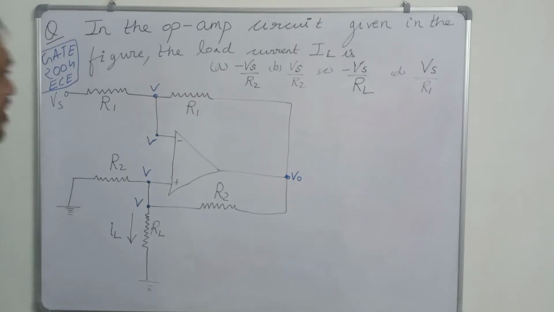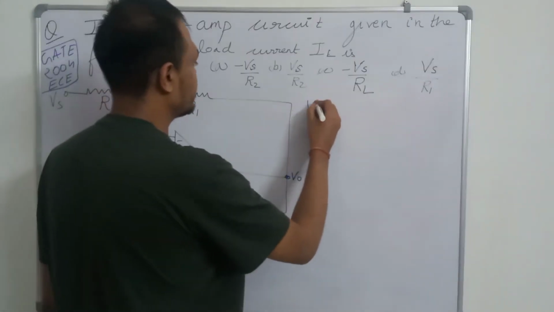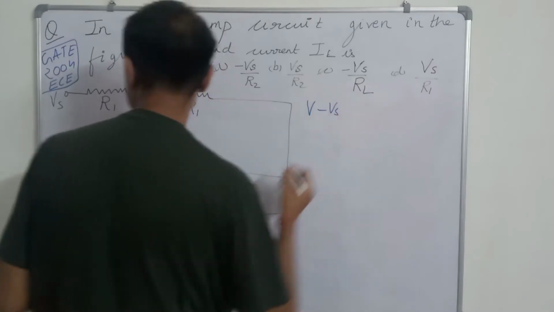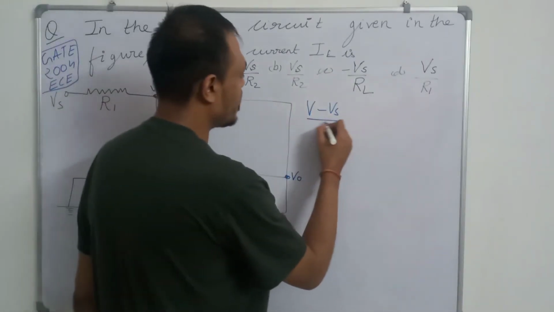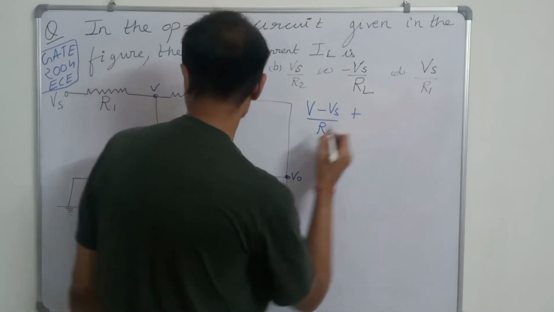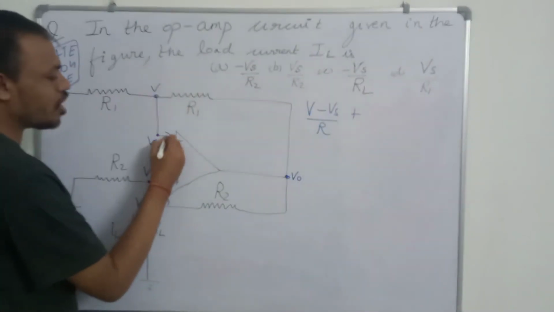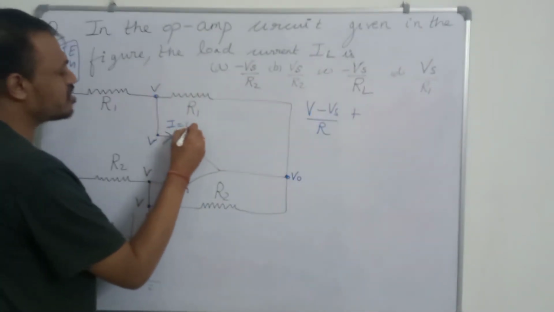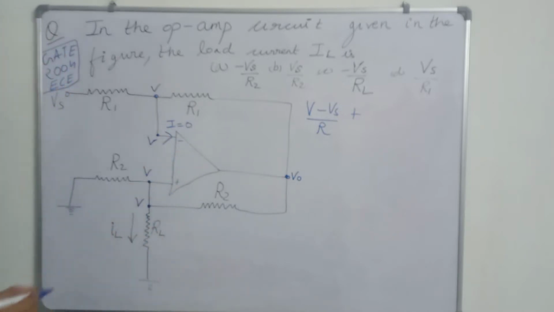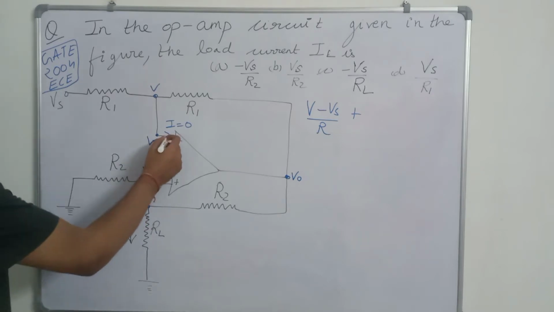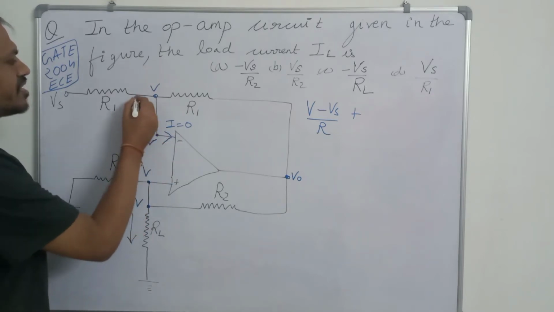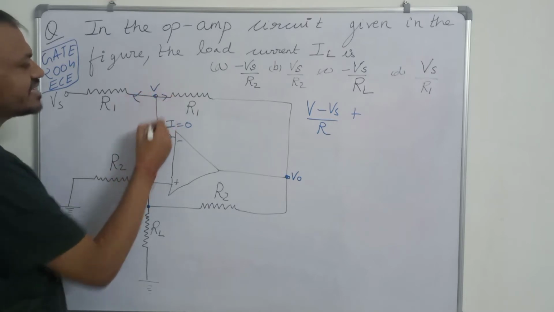Now we just have to apply KCL. So V minus Vs, this is voltage source Vs. V minus Vs upon R1 plus, and the current going inside the op amp will obviously be 0 because this is given to us as an ideal op amp. Because nothing is given in the question, we assume it is an ideal op amp. So the current going inside the op amp is 0.